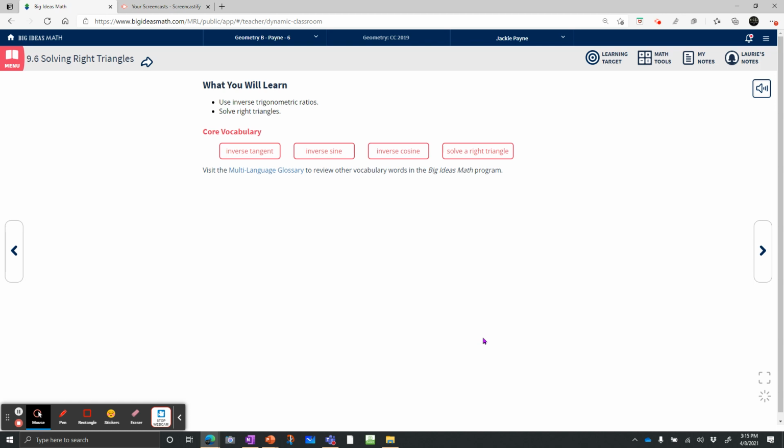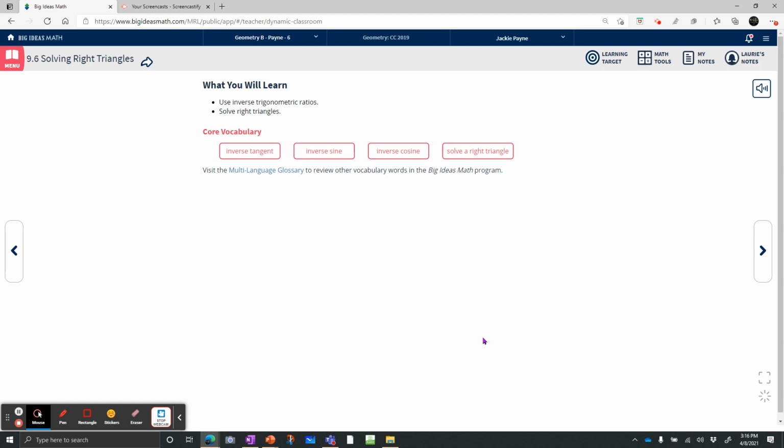So the last few lessons in chapter 9, first we learned in 9.4 what a tangent ratio is. And then in 9.5, we did sine and cosine ratios. So now we're going to look at the ratios and figure out how to get the sides. So this is exactly opposite. Like when you learn to add, then you learn to subtract. Learn to multiply, then you learn to divide. If you learn to square things, then you square root them.